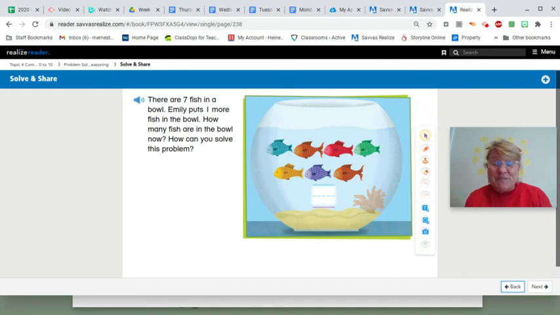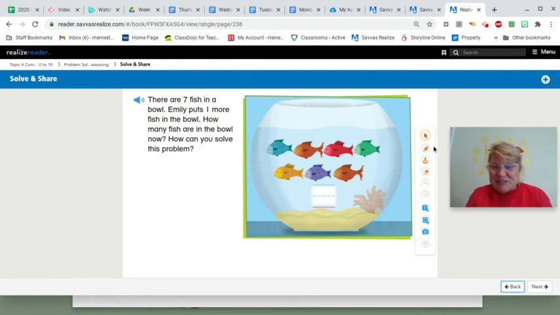All right, kindergartners, we're ready for some problem solving today. That means we have to use our brains and really think about the problem to see if we can solve it. Listen closely. There are 7 fish in a bowl. Emily puts one more fish in the bowl. How many fish are in the bowl now? Can you solve the problem?